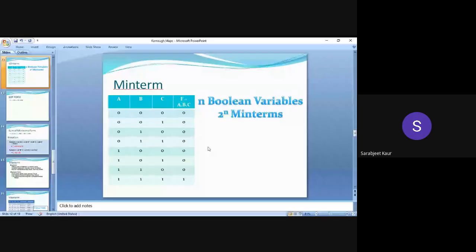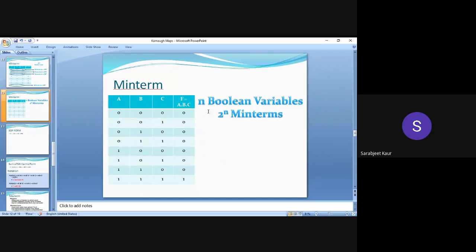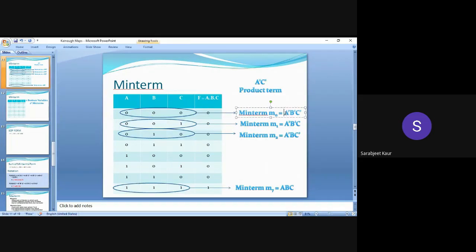Okay, so if you remember last time, we had talked about what is a min term. You remember that? Yes, ma'am. SOP. Yes. First, we had said that all these terms, when written in this format, actually represent the min terms. So for every input combination in the truth table, there is a corresponding min term, right? So we had said that for n Boolean variables, there will be 2 raised to the power of n min terms. Now, what is a min term? How is it different from a normal product term?